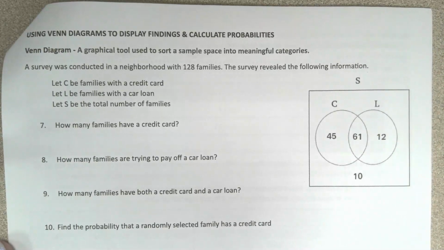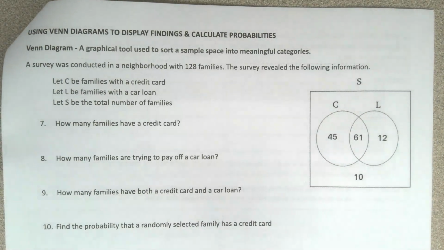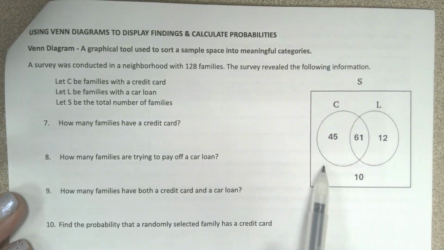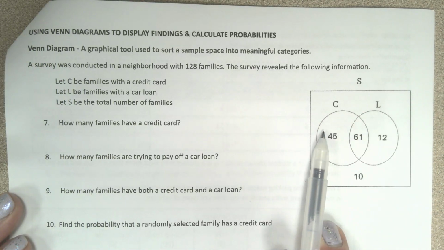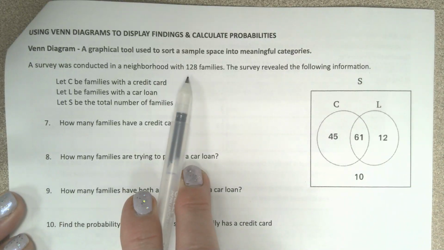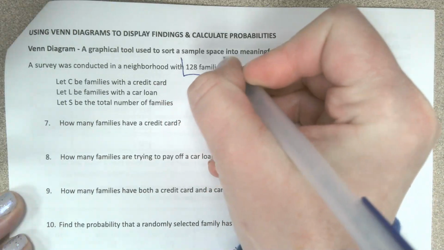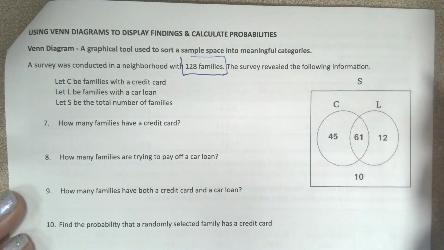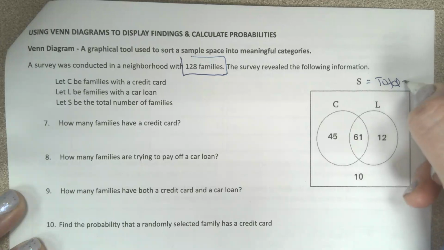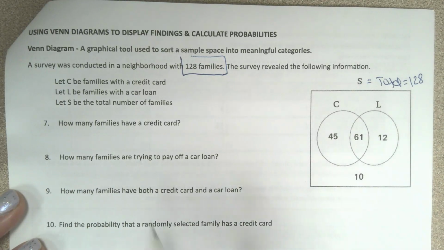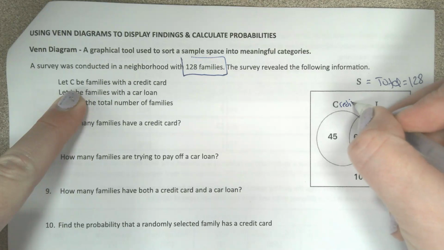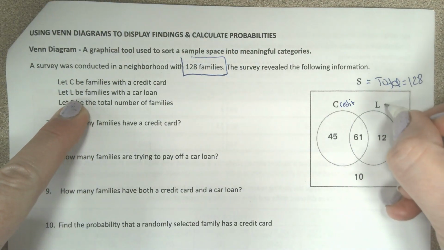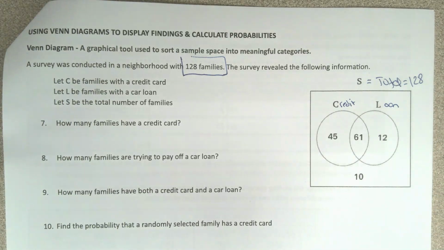Sometimes instead of setting something up with a two-way table, we could set it up with a Venn diagram. So a Venn diagram puts people into categories. So this is a survey with 128 families. That 128 is your total. That is playing the S right here. So the S is the total, and you have 128. C are people with a credit card. L are people with a car loan, or I'm just going to use loan.